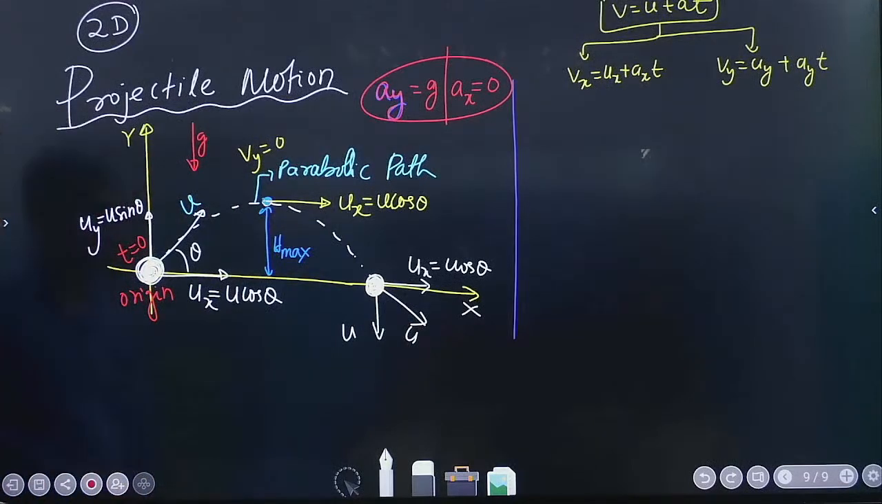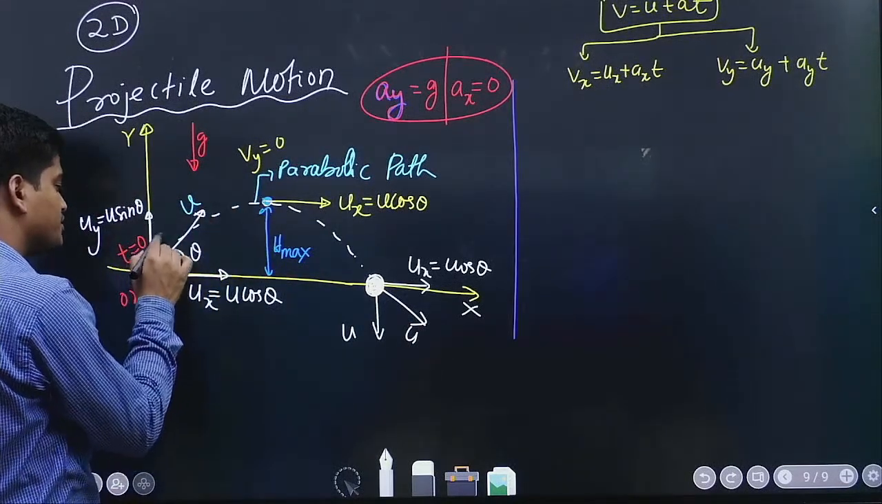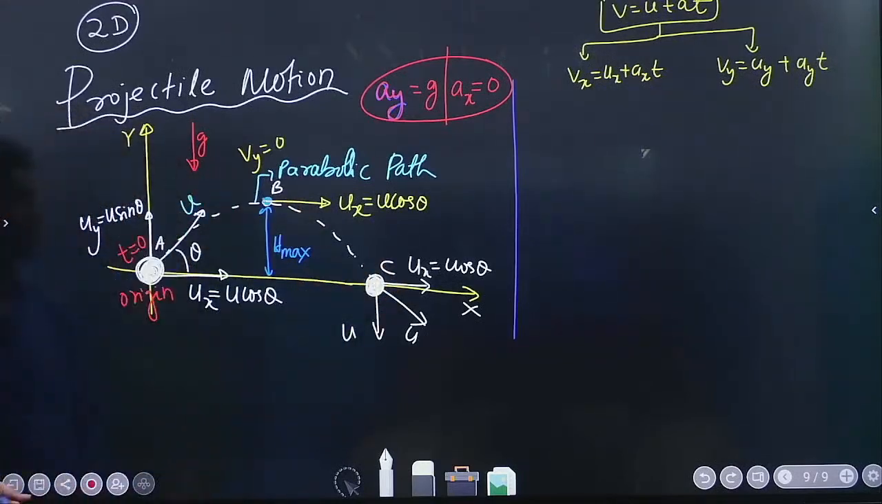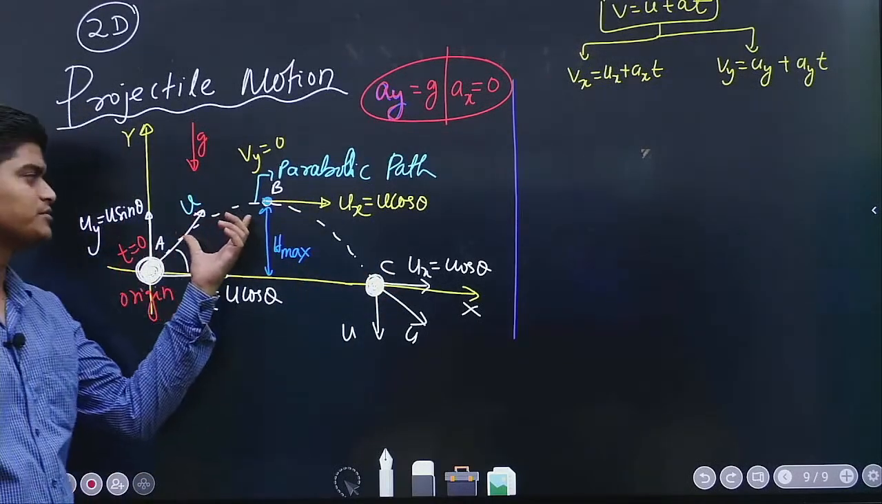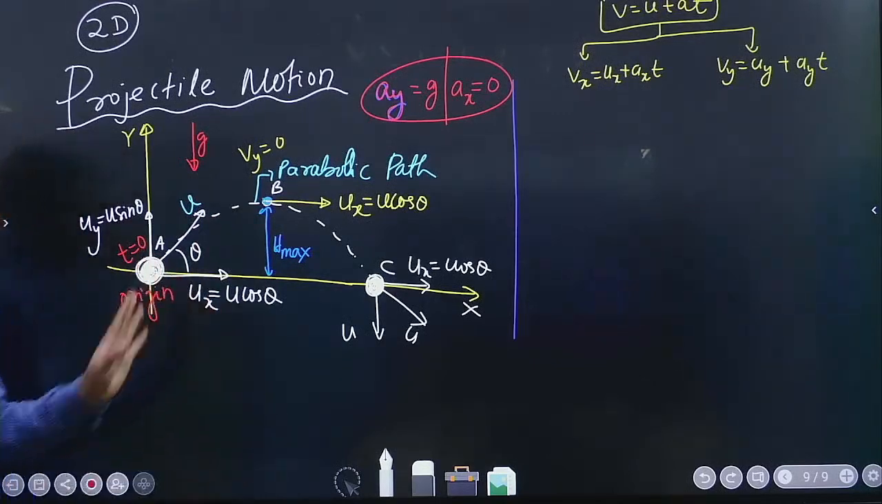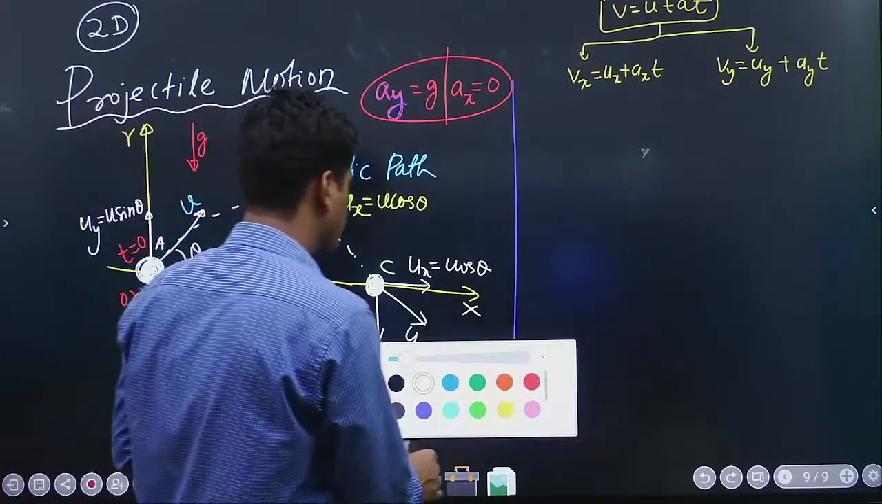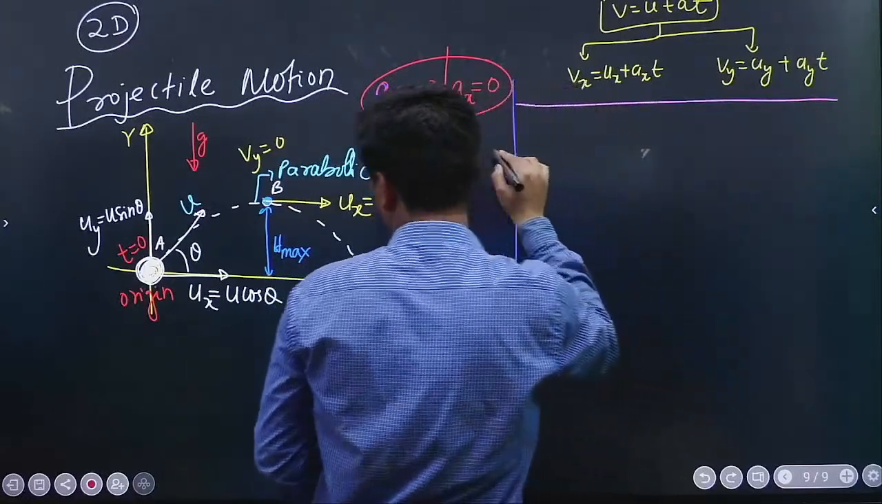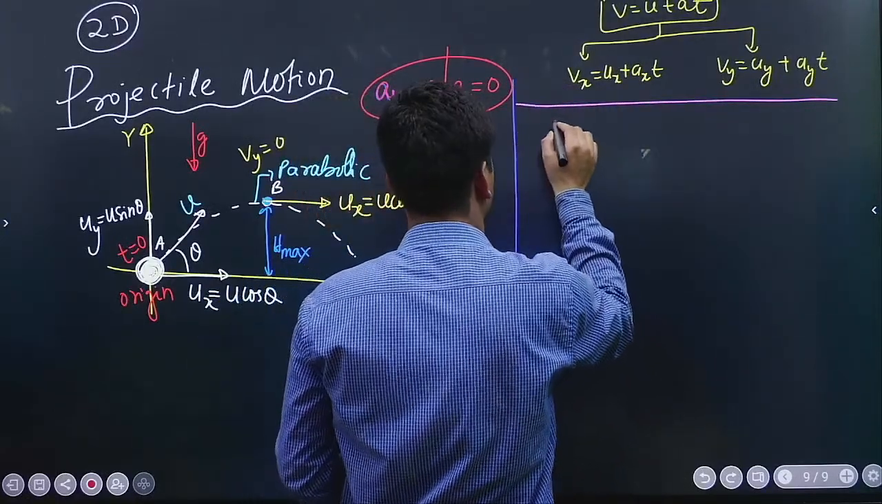Suppose this point is a, this point is b, this point is c. So from a to b, the time taken is basically u sin theta by g. Directly you can calculate it here, and I'll check. Just now we did these questions, motion under gravity. So the case 1 concept we did.